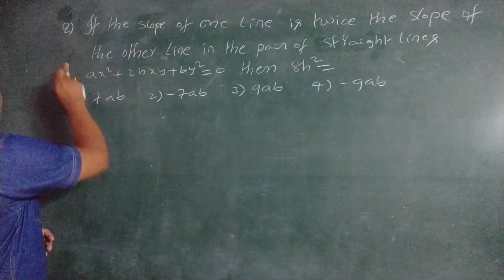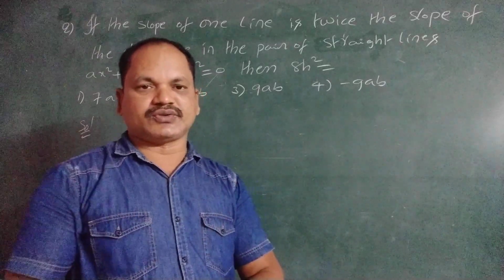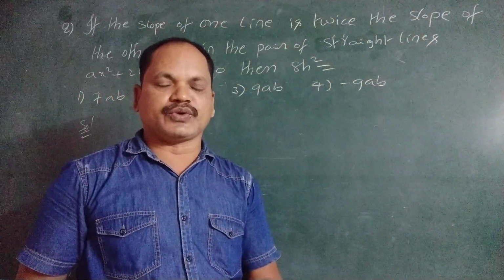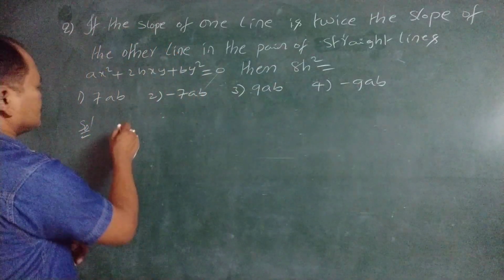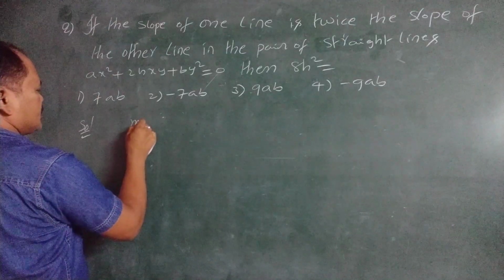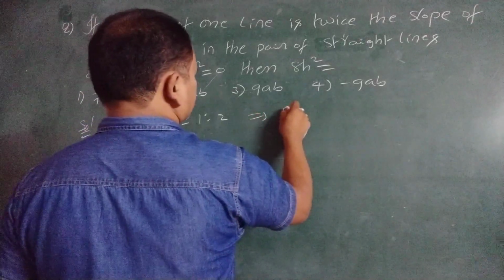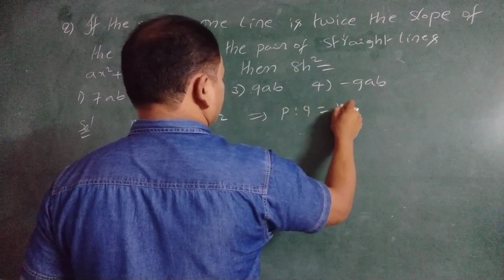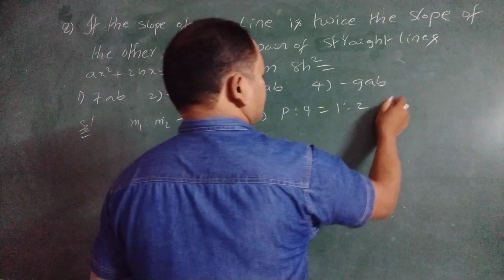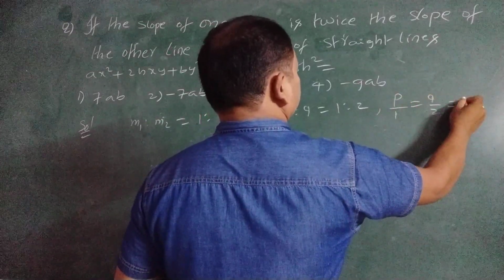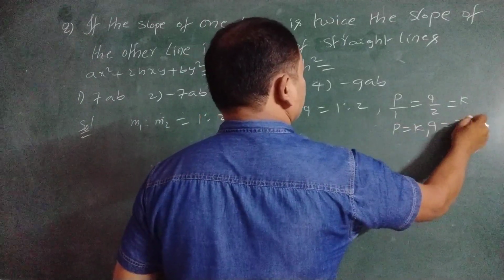That means one slope is twice the other slope. Solution for this one: one slope is m, other slope is 2m. That's why the ratio is 1 is to 2. So m1 is to m2 is equal to 1 is to 2. That means p is to q is equal to 1 is to 2. Same process, similar to the previous question here also. That's why p by 1 is equal to q by 2 is equal to k. Let us take p is equal to k and q is equal to 2k.